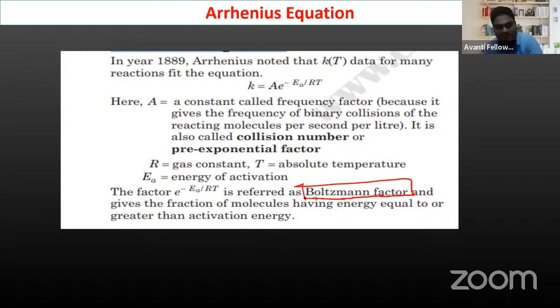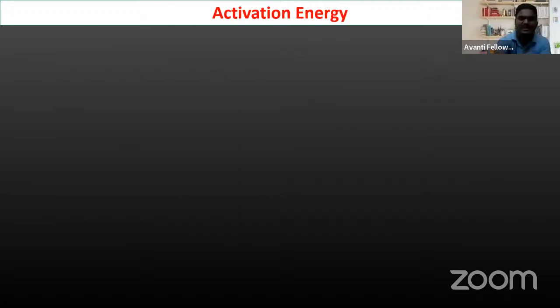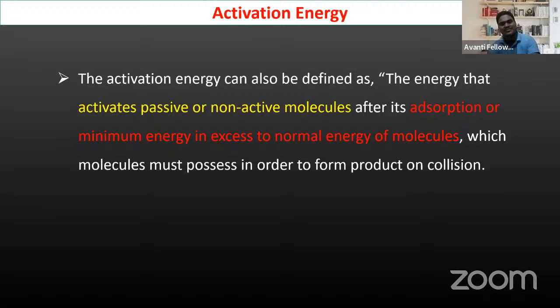Remember this, right? So this factor, e to the power minus Ea by RT, is referred to as the Boltzmann factor and gives the fraction of molecules having energy equal to or greater than the activation energy. The activation energy can also be defined as the energy that activates a passive or non-active molecule after its absorption of the minimum energy in excess of the normal energy of the molecule.